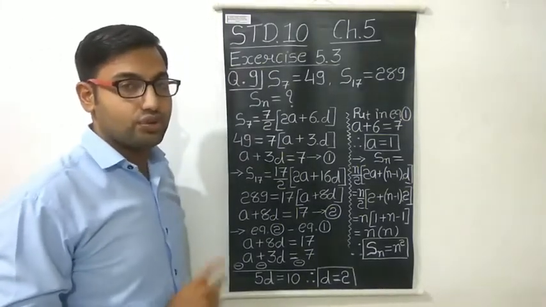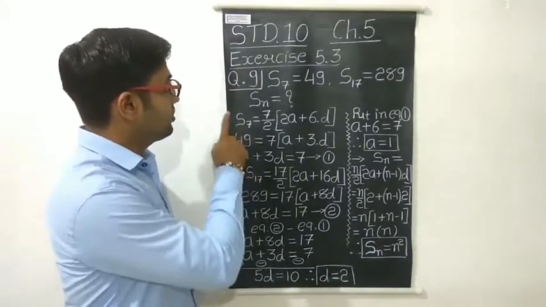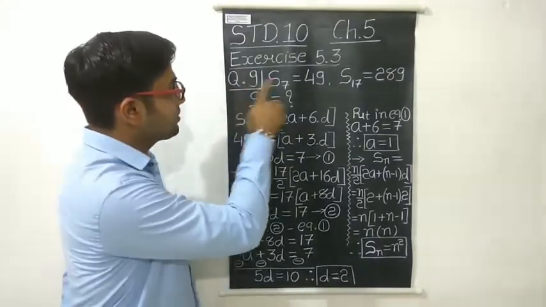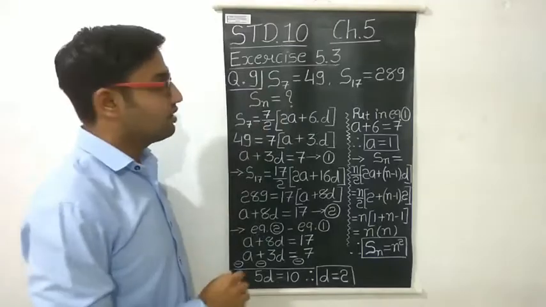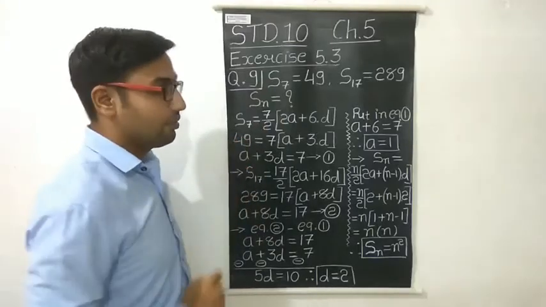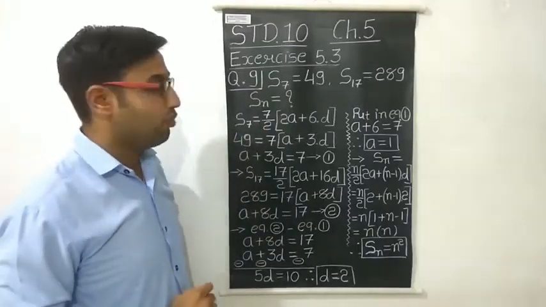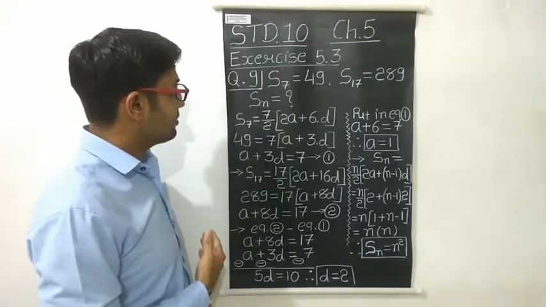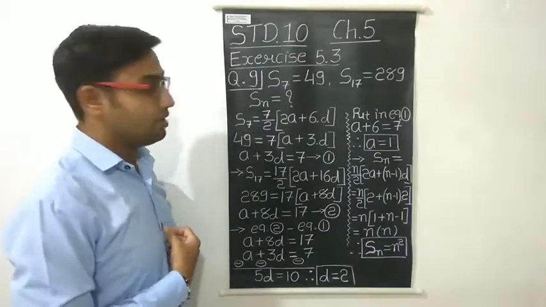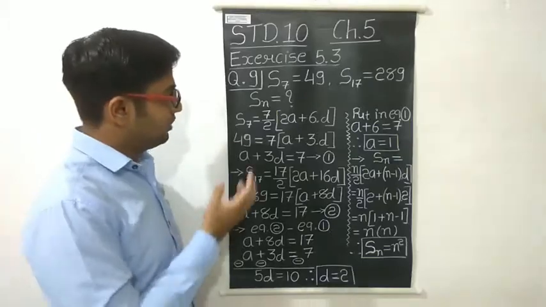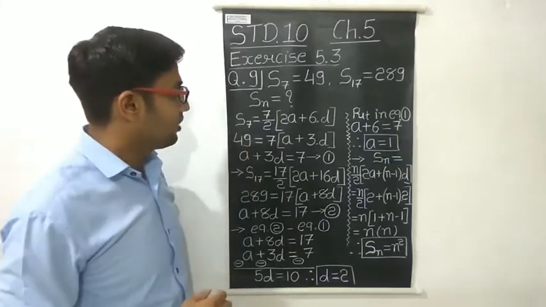Hello students, today we will study question number 9 of exercise 5.3. This is the topic of standard 10, chapter number 5, arithmetic progressions. In previous classes we have studied up to question number 7, right? Today we will continue with question number 9.